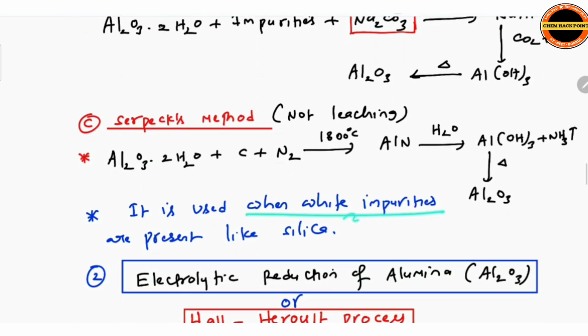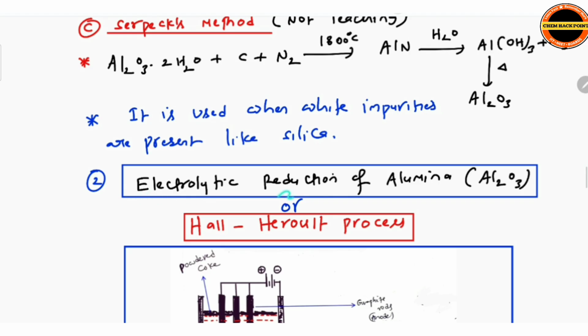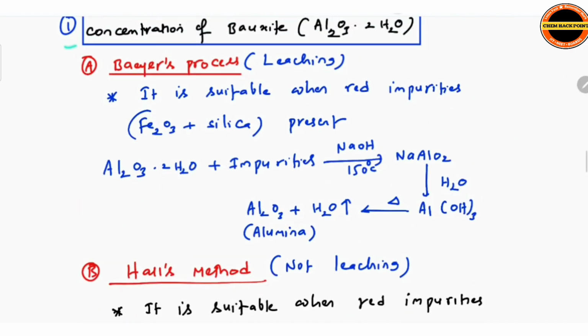It is used when white impurity is present, like silica. Here there is no red impurity, only silica like white impurity, then we use this method. Second step, electrolytic reduction of alumina. First, concentration of ores: bauxite, we completed the first step.